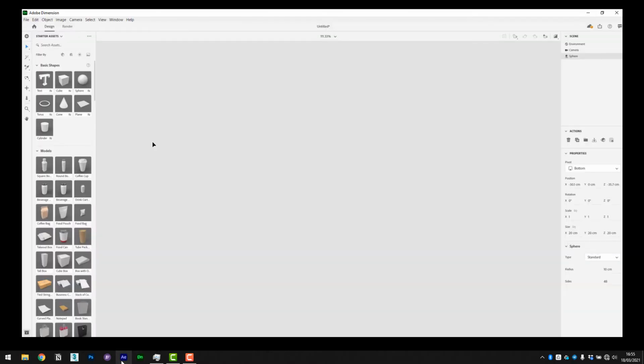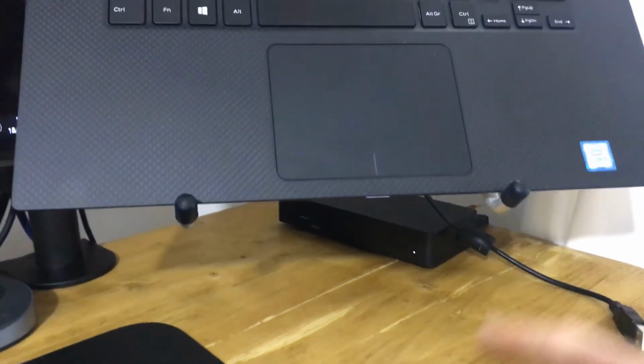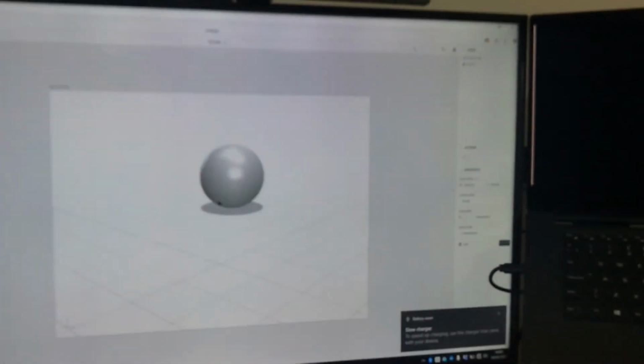So issue one, Dimension gray screen when loading. This was solved by simply unplugging my external monitor from my laptop. And I should also note that my extra screens are plugged into a Dell D6000 dock. So to solve this, I could unplug my second screen, open up Dimension, let it load, and then plug my screen back in and start using it normally. Not the ideal solution, but it was a solution nonetheless.